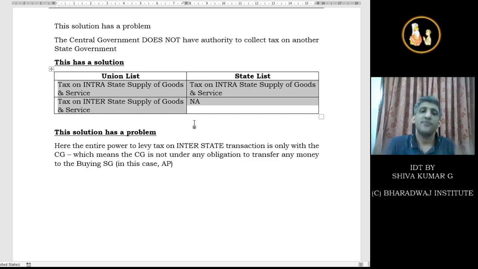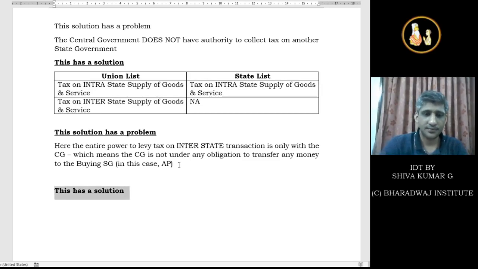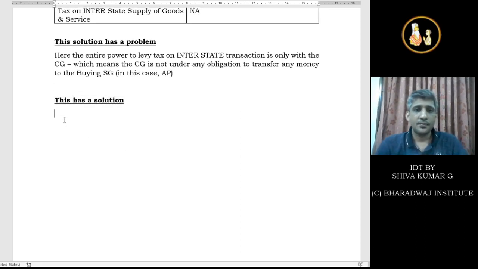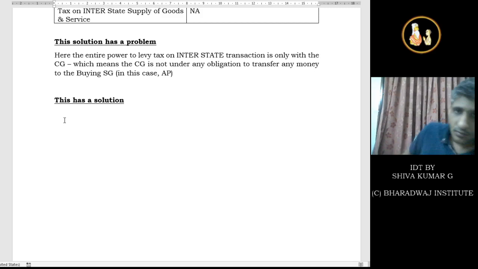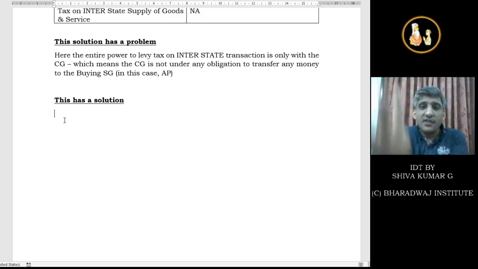Then what should I do? This problem has a solution. What is the solution? The solution is very simple. In the Constitution itself, you put a clause saying that the power to collect the money is with the central government, but the money is not of the central government. Repeat: the power to collect is with the central government, but the power to enjoy that money is not with the central government.